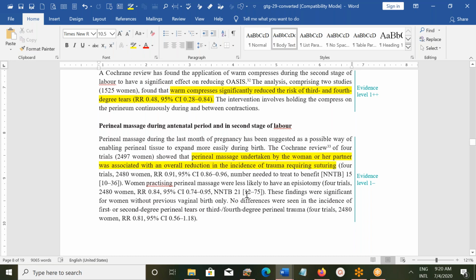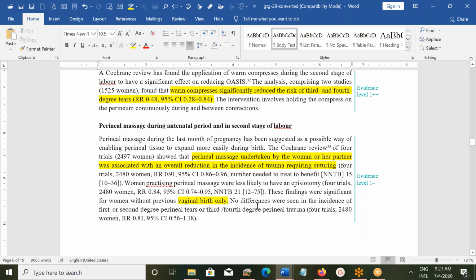That is the point. Okay. And the number needed to treat was 15. So it means that to prevent one tear, you should offer this massage to 15 women. And they were also less likely to have an episiotomy, the trials showed. And these findings were significant for women without previous vaginal birth, only in those who were nulliparous.